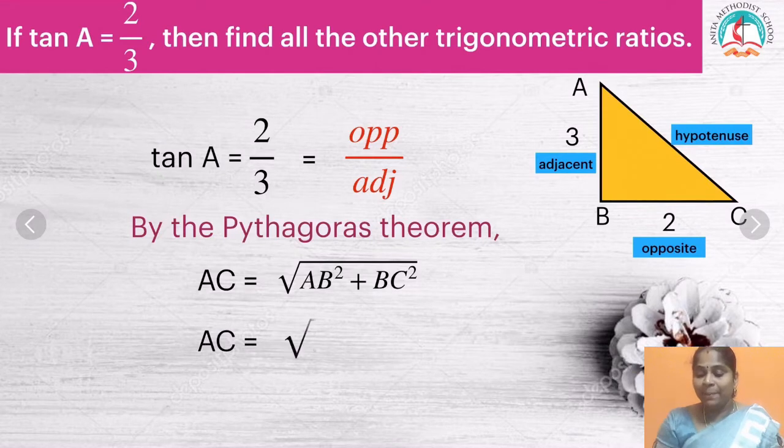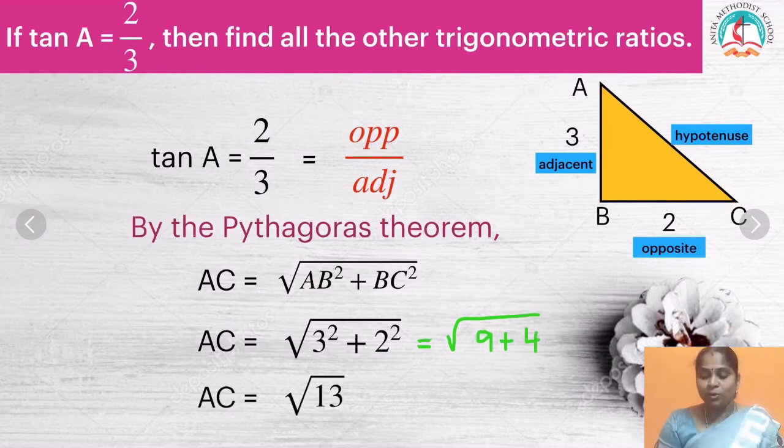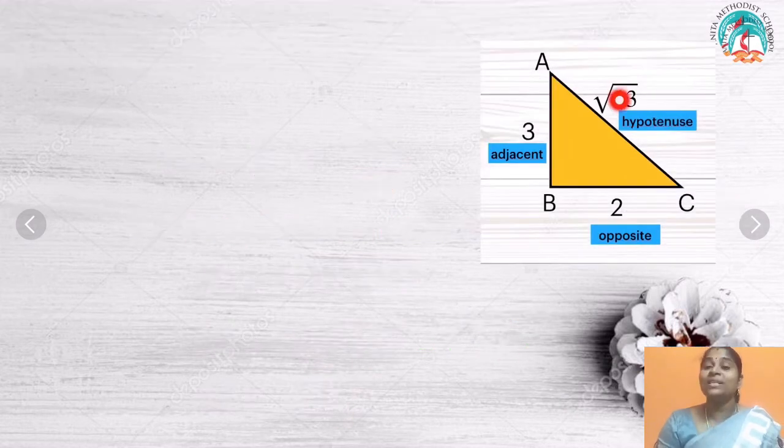What is AB? It is 3 square plus what is BC? 2 square. 3 square 9 plus 2 square 4. So AC is equal to square root of 9 plus 4, 13. What is the hypotenuse? Root 13. Yes. Next we are going to find the other 5 ratios.